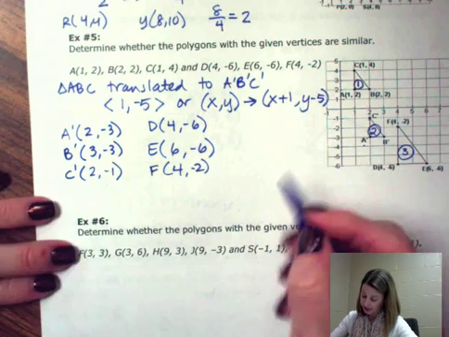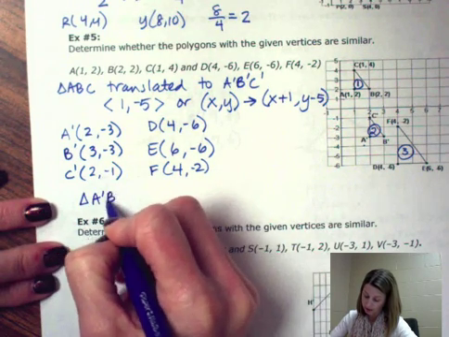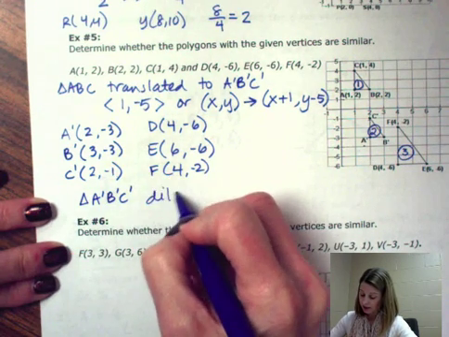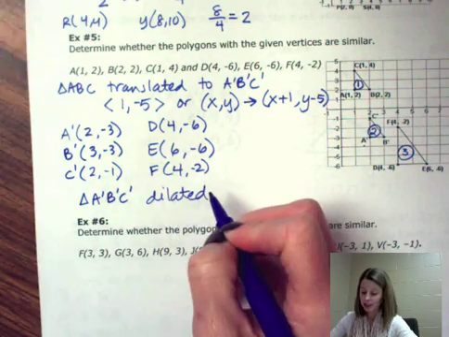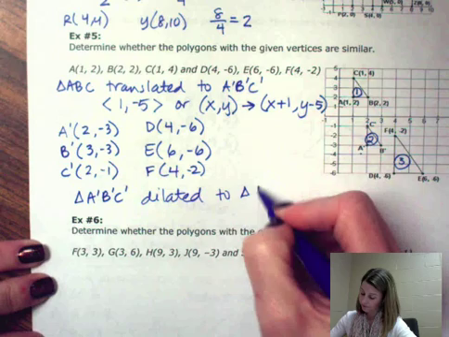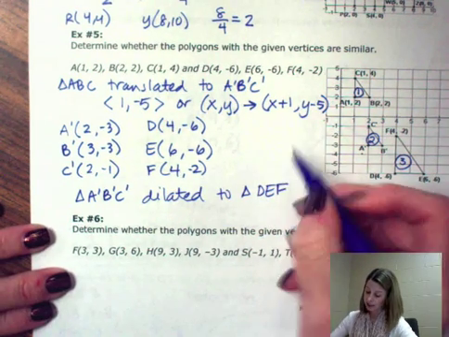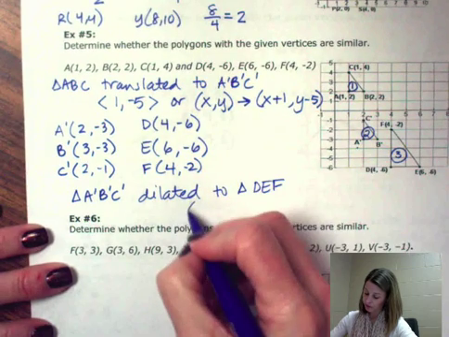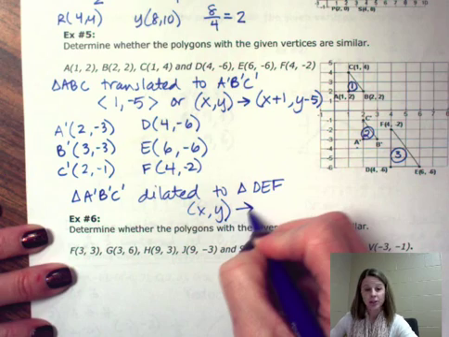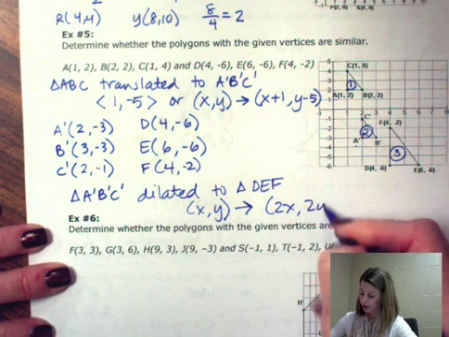So I can say that triangle A prime, B prime, C prime is dilated, or we can say is a dilation, to triangle DEF. And then I'm going to describe the dilation with this coordinate notation. For every x, y, it was mapped onto 2x, comma, 2y.